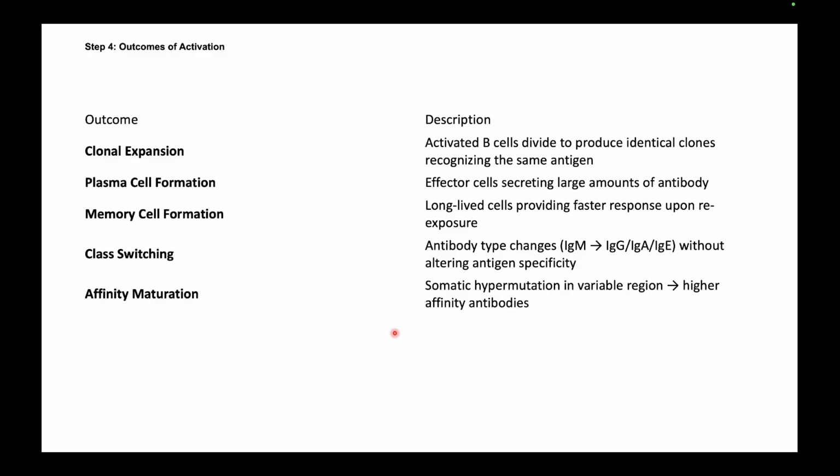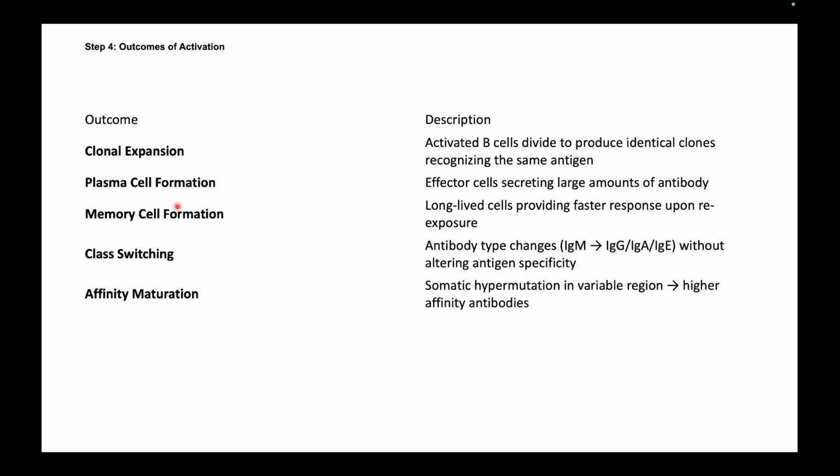The outcome of the activation will be clonal expansion. In clonal expansion, the activated B cell divides to produce identical clones recognizing the same antigen. The heightened response. Then the plasma cell formation. These are the effector cells which secrete a large amount of antibodies. B cells first undergo clonal expansion, producing more and more B cells specific against that particular antigen, and those again get differentiated into plasma cells, and those plasma cells are the effector cells which will produce more and more antibodies against that specific antigen.